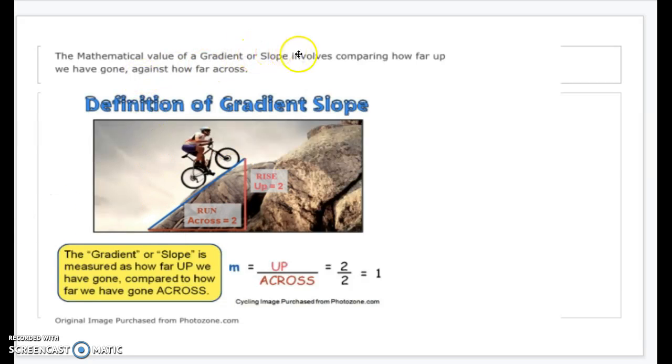The mathematical value of gradient involves comparing how far up you go, which is known as the rise, against how far across you've gone. So it's very simply, we're comparing how far up we've gone, this is our Y values, against how far across we have gone. So we use a simple formula. It's how far up divided by across. How far up divided by across.